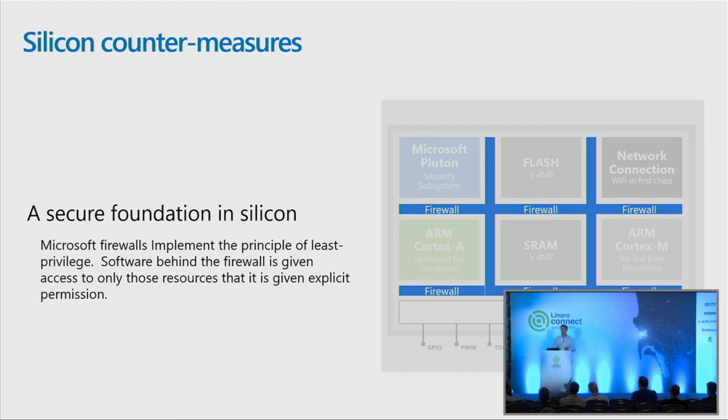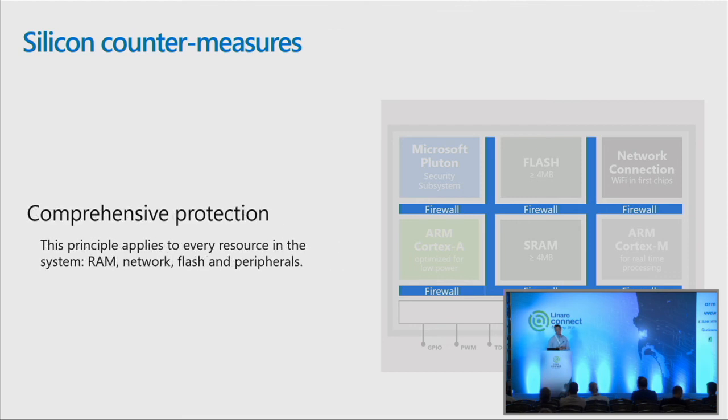This means when Pluton first comes up, all the access controls are just basically turned off. The other cores don't have access to any resources in the system, and we have to open access to different resources like RAM and different peripherals. So this principle of least privilege applies to every resource in the system: RAM, networks, flash, and peripherals. If you want to map, the 3620 is interesting because the peripherals can be mapped to multiple cores.